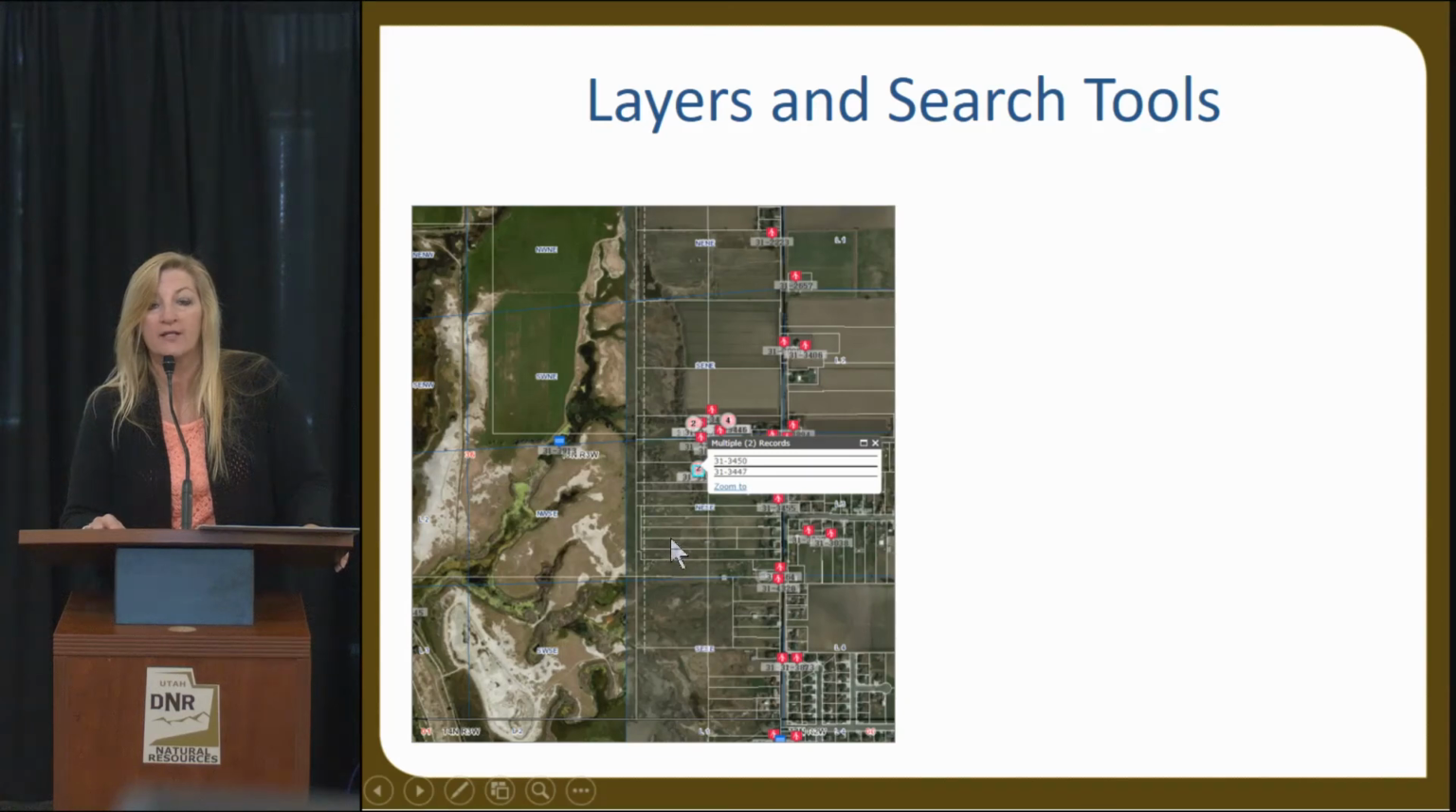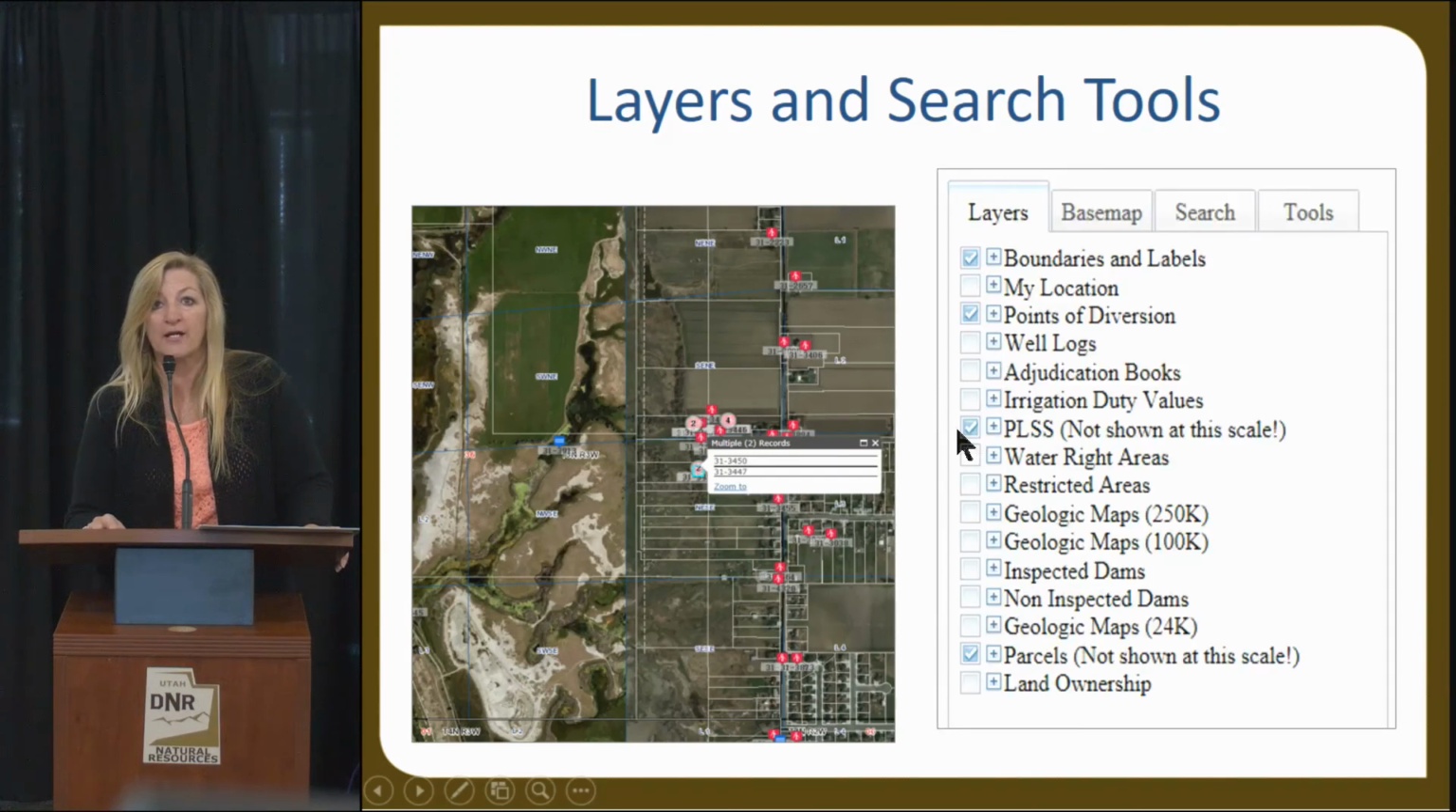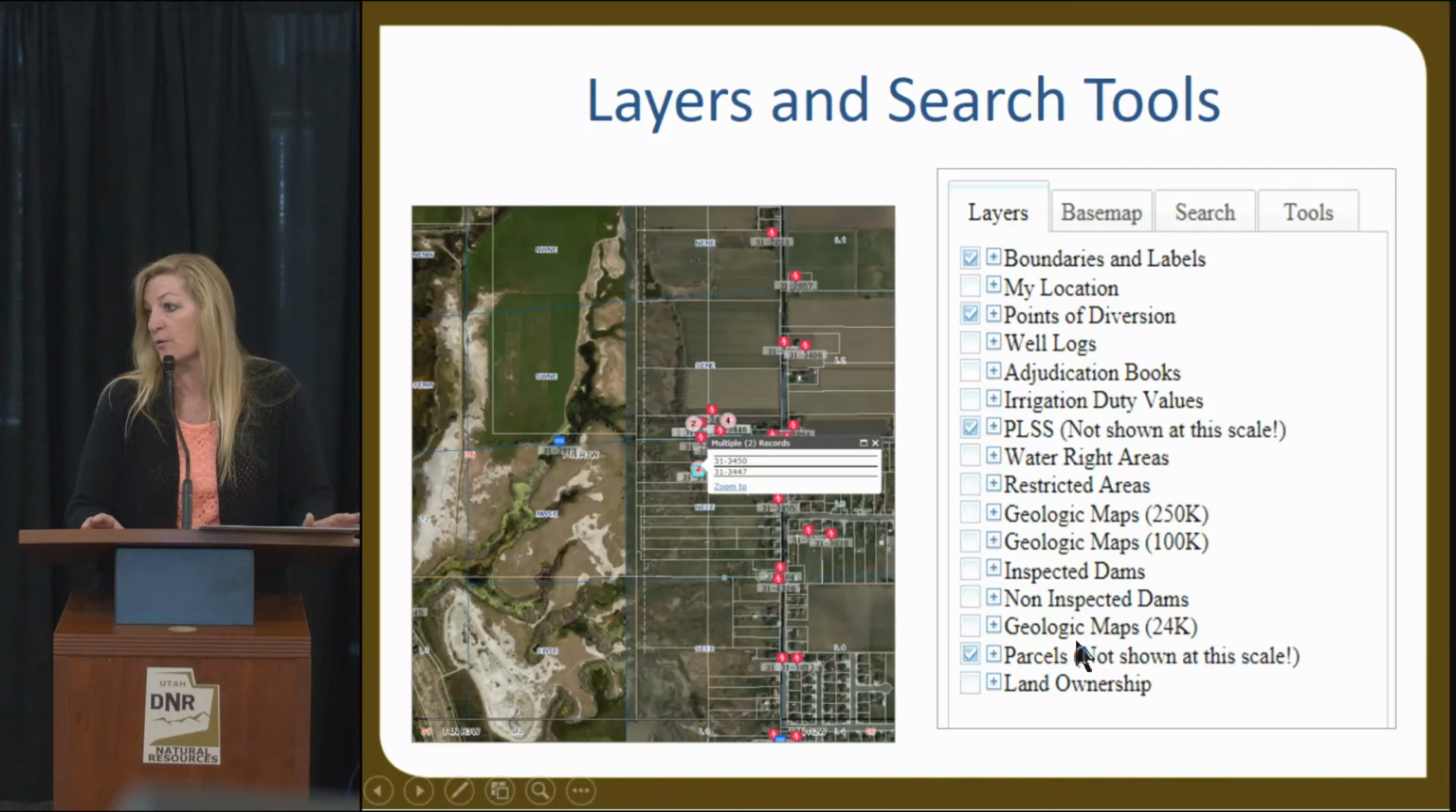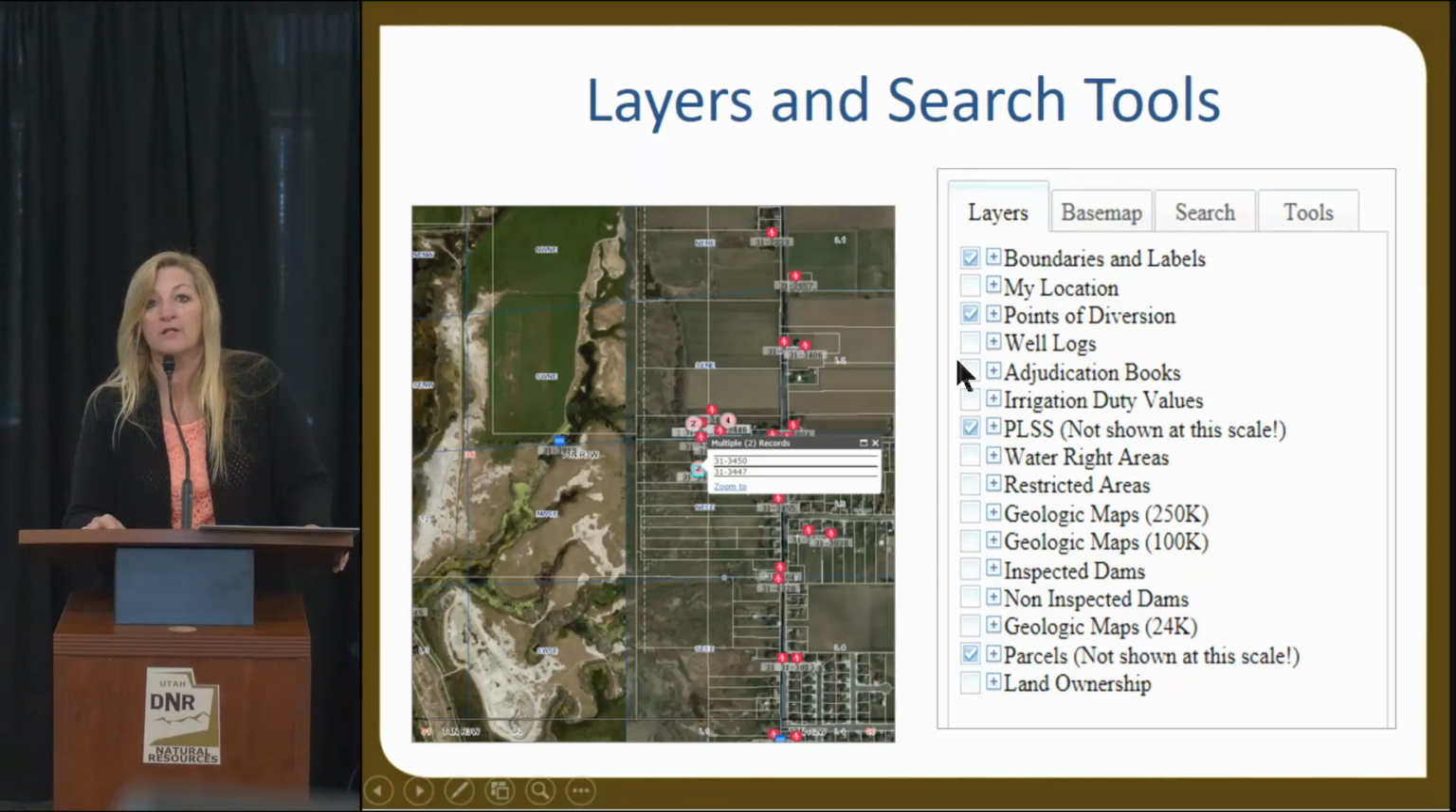The white lines here are parcel lines, which is a layer you can turn on. If you turn on parcel lines and nothing shows up and it says not shown at this scale, you just zoom in and they should show up. These ones that are checked are the ones that are active on our map right now. You can either turn them off or you can turn others on.